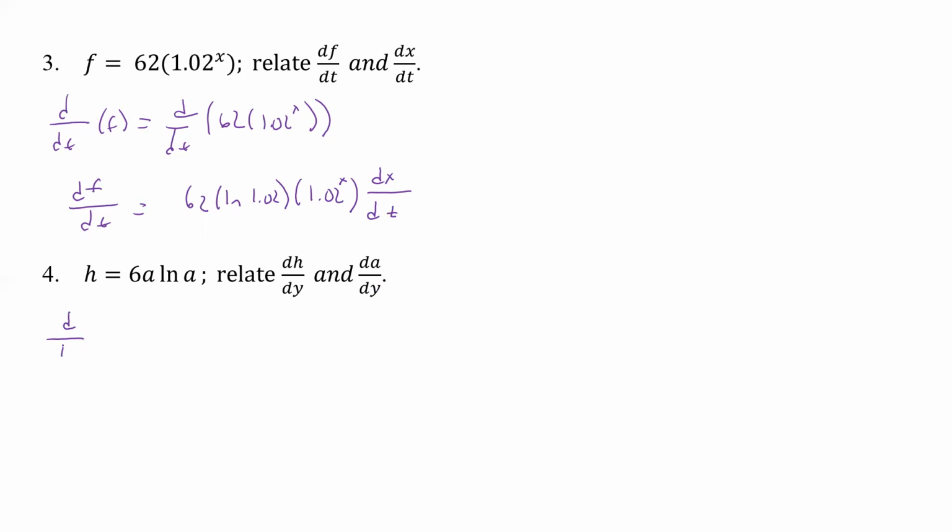So we're going to have d dy of h, and that equals d dy of 6a ln of a. Well, this one just gives us dh dy. That's not a problem. Now, if we take the derivative of this one, we have 6a times ln of a. So we're going to have to take the derivative of the first, which is 6, times the second, which is ln of a, plus the first, which is 6a, times the derivative of the second. The derivative of ln of a is 1 over a.